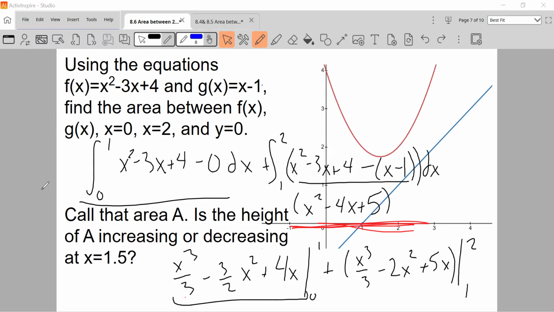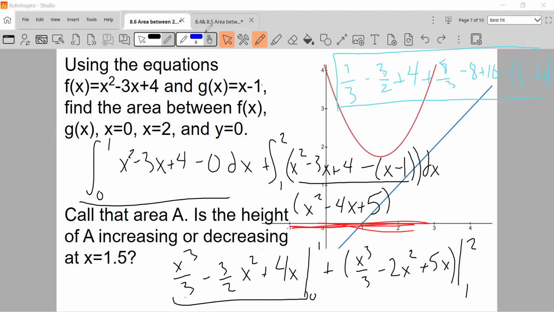Plugging the 1 in, I get something like 1/3 minus 3 halves plus 4. And then plus plugging the 2 in, I get 8/3 minus 8 plus 10, minus plugging the 1 in, 1/3 minus 2 plus 5. If this is calc inactive and on an FRQ, I would expect you to just box that up and call it a day.